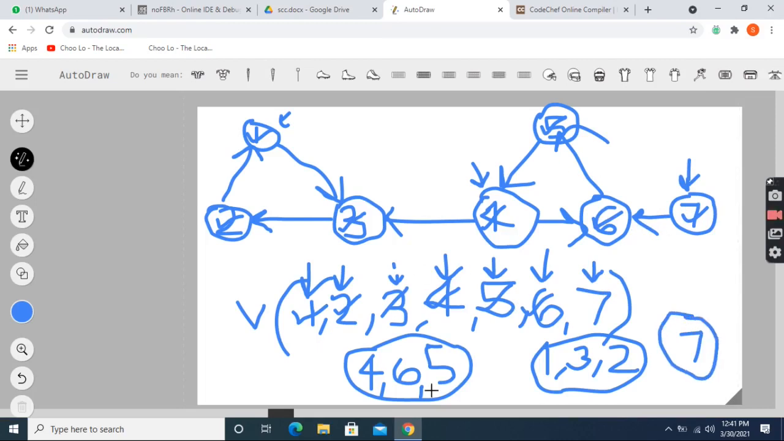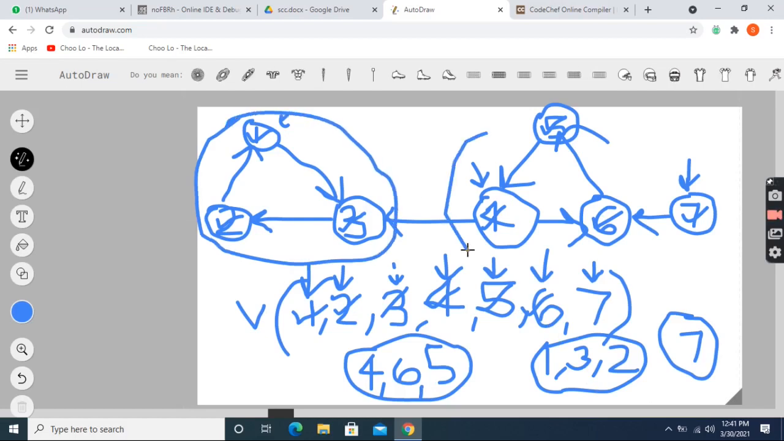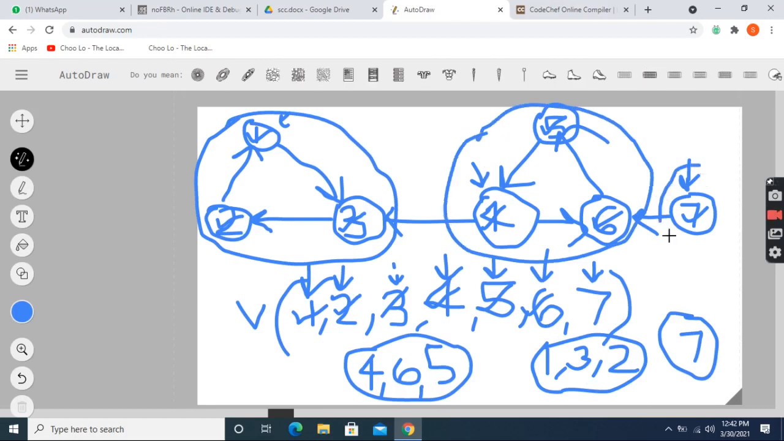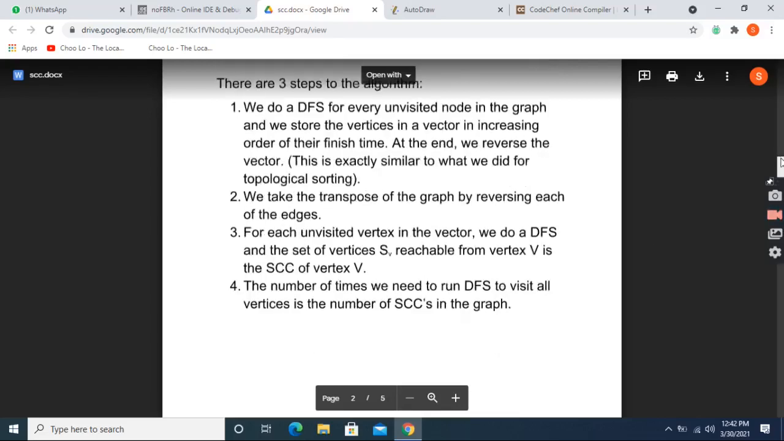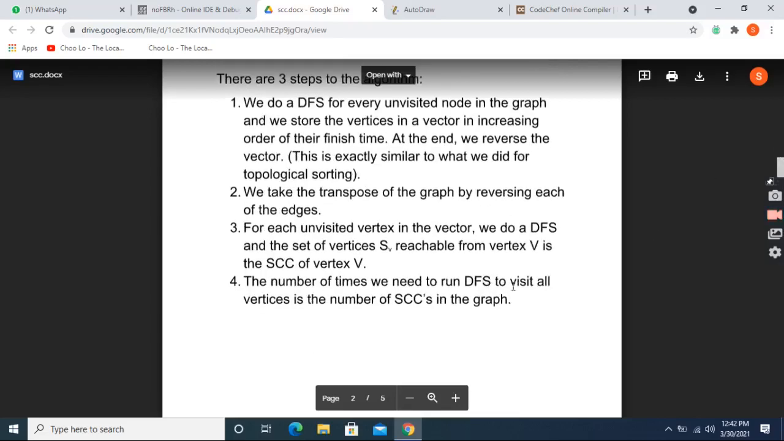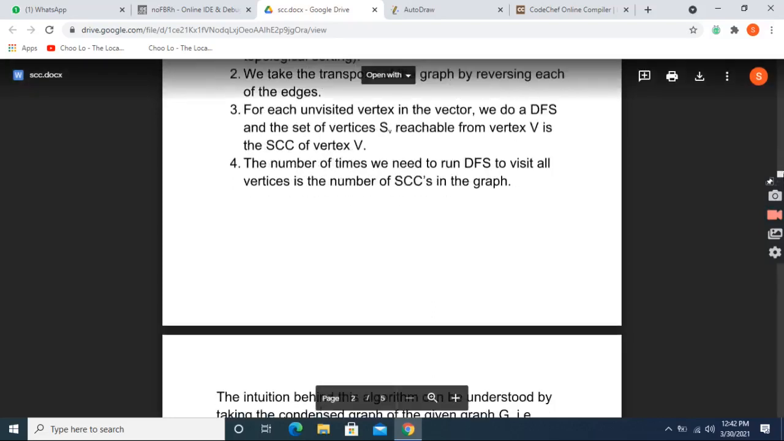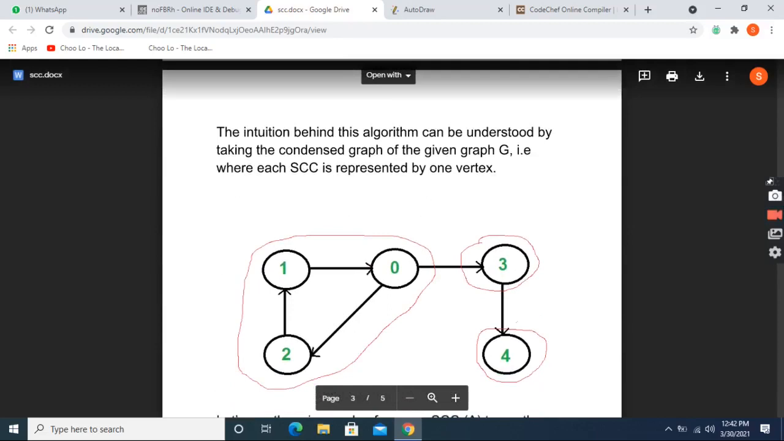So for this graph, I am obtaining 3 strongly connected components. One is this, containing 3 vertices. The second strongly connected component is this one, also containing 3 vertices. And the third one is just this one vertex component, which is vertex number 7. So my algorithm is done, and I have obtained the strongly connected components of this graph. So the number of times we did DFS to visit all the vertices is the number of strongly connected components in the graph, which for this graph was 3.